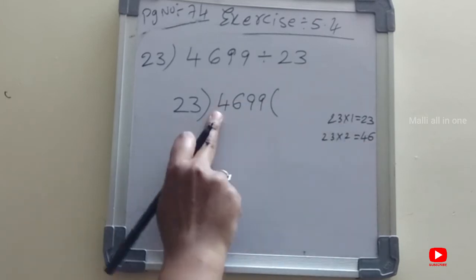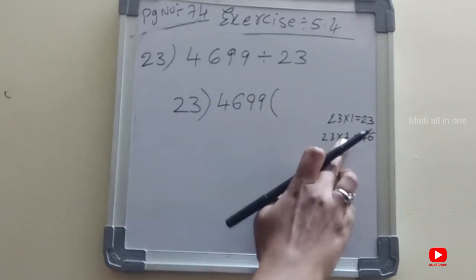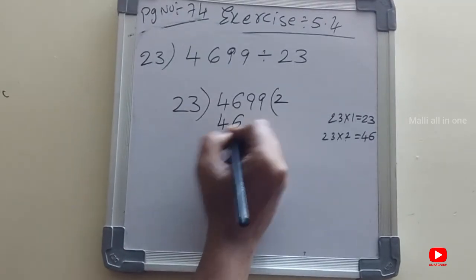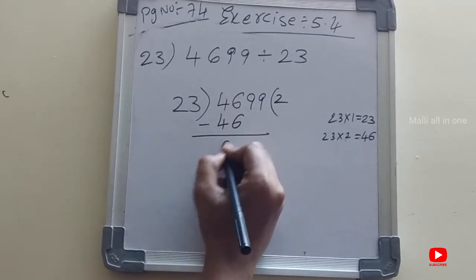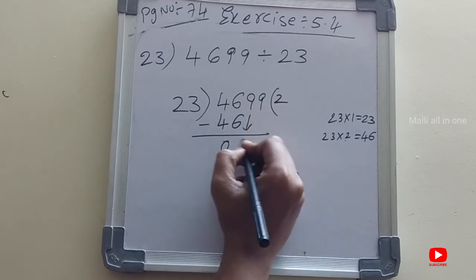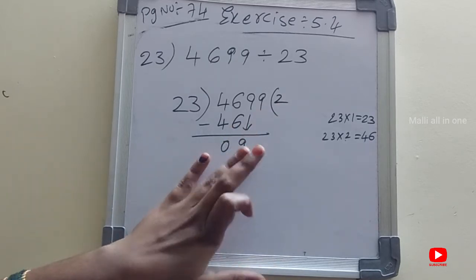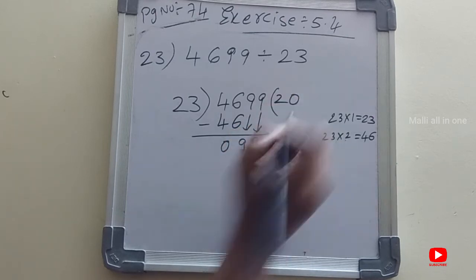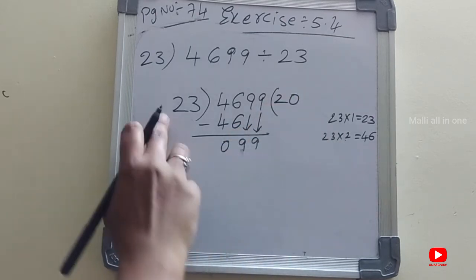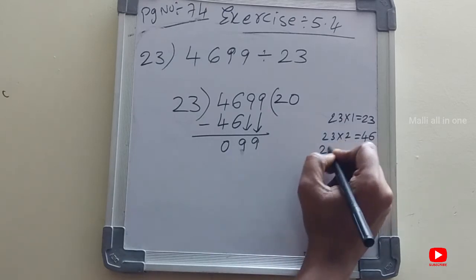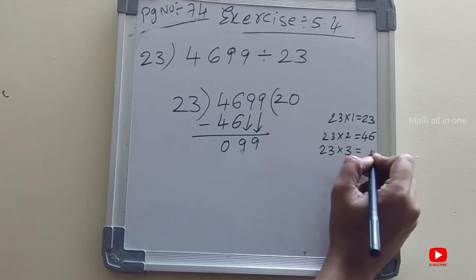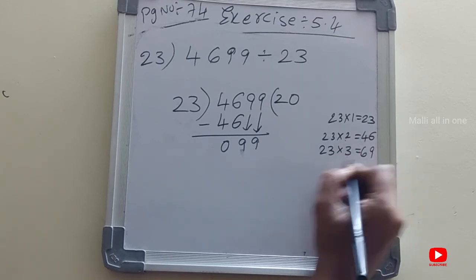So 46. 46 came now. So 23 twos are 46. That should be right. Now 46 minus 46 is 0. Now 9 came down. 1 digit only is not possible, so we have to take one more digit. One more digit means here 0 should be written, I said. So 99. When 23 comes, 99 did not come. So 23 threes: 3 threes are 9, 2 threes are 6, 69.